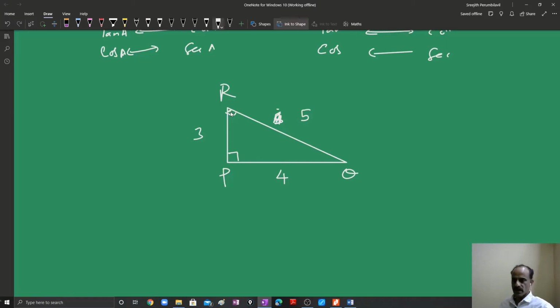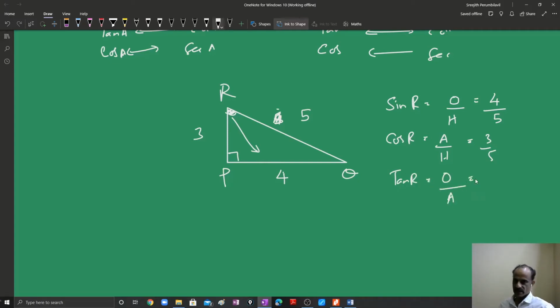So as far as angle R is concerned, what is sine of R? Sine of R is opposite side by hypotenuse. What is the opposite side? 4, divided by 5. What is cos of R? Cos of R is adjacent side by hypotenuse. As far as R is concerned, this is the opposite side, this is the adjacent side. So 3 by 5.